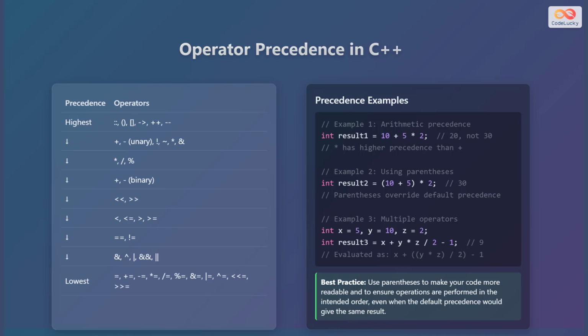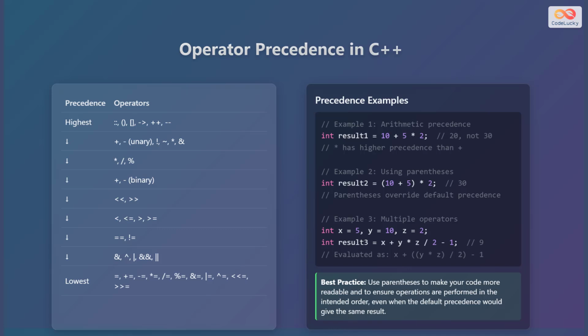The highest precedence operators include scope resolution, function calls, array access, member access, increment, and decrement. The next level of precedence includes unary plus, unary minus, logical not, bitwise not, dereference, and address of. Then comes multiplication, division, and modulus, followed by binary addition and subtraction, bitwise shift operators, comparison operators, equality operators, bitwise and, bitwise XOR, bitwise or, logical and, and logical or. Finally, the lowest precedence operators are assignment operators.